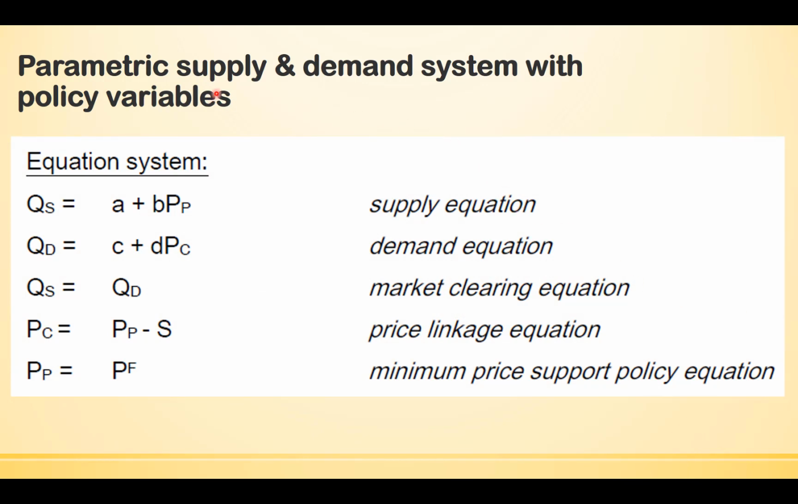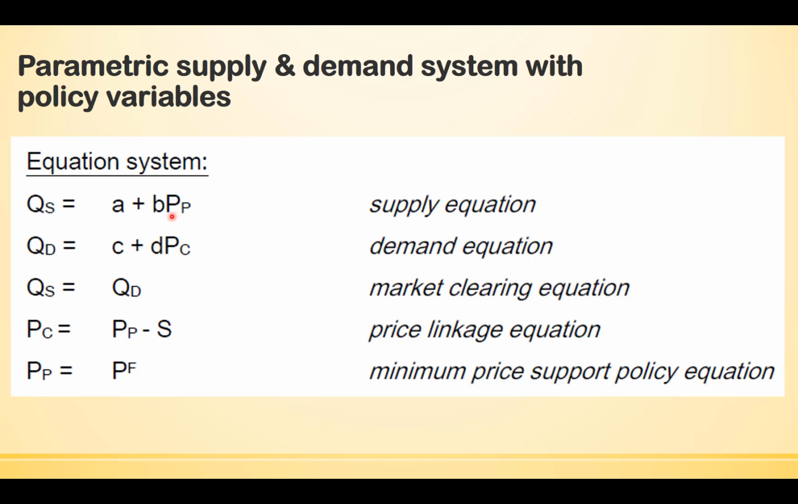Okay, we have a parametric supply and demand system. By parametric, I mean I haven't replaced A, B, C, and D with numbers. I've left those in. And we have some policy variables. So this is a little different than what we had in the handout in class 10.1, the first lecture this week. I haven't done any substitution.